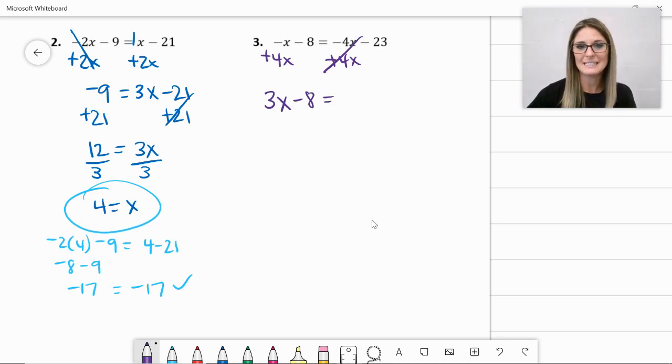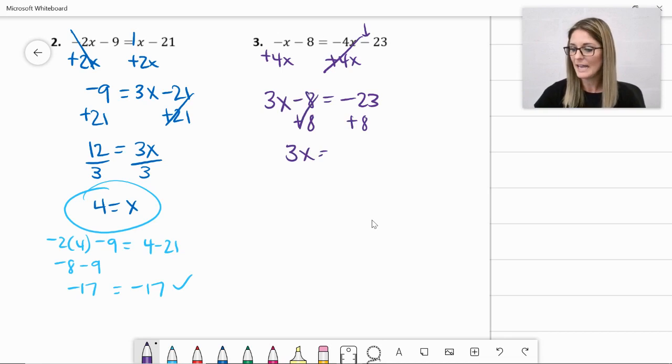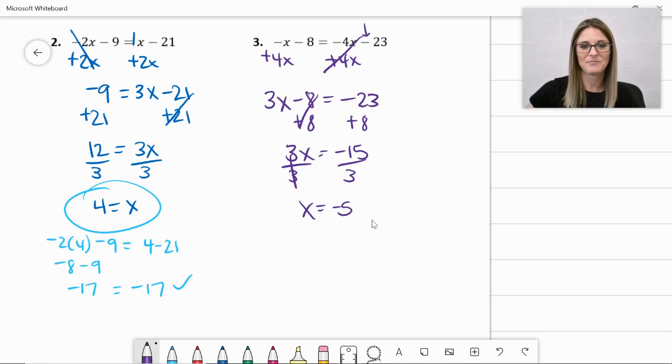Bring down the minus 8 equals negative 23. Don't forget that that minus sign is attached to that 23, giving us a negative. From there, finish your two-step, add 8 to both sides. Negative 23 plus 8 gives us negative 15. Divide both sides by 3. X equals negative 5. Let's check it.